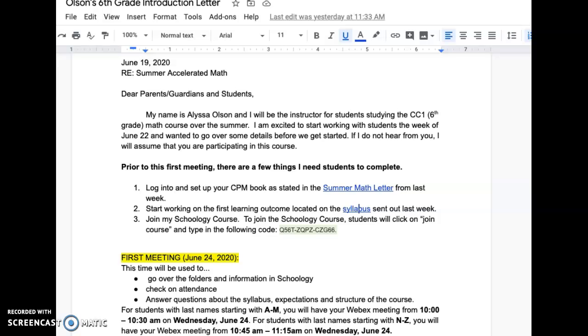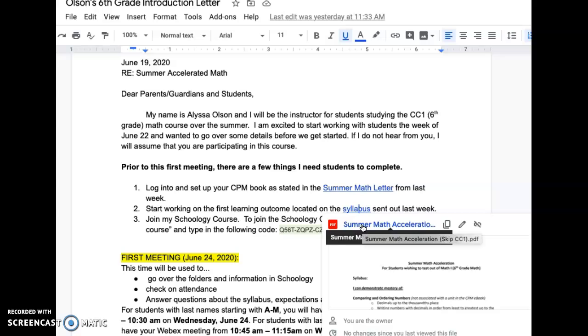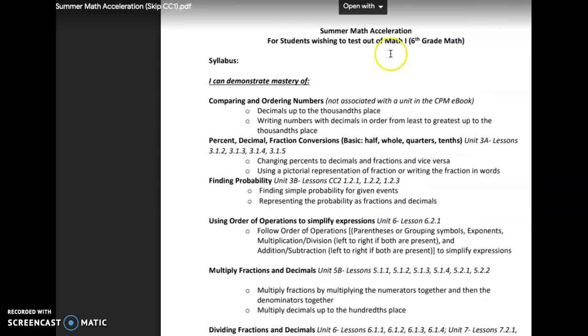This video is to help you navigate between the syllabus and the CP/M book. Let's take a look at the syllabus. On the original letter that was sent home, in blue, this is the syllabus. Make sure to click on that, and that'll bring you to the syllabus like this. Make sure you have the correct syllabus, Math 1, 6th grade.